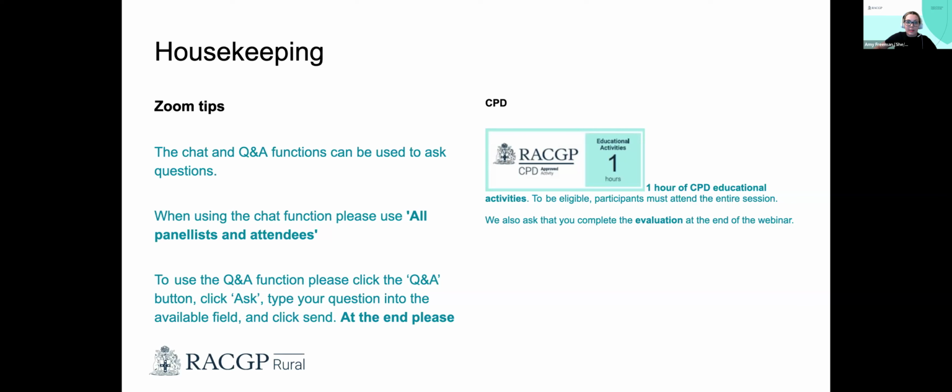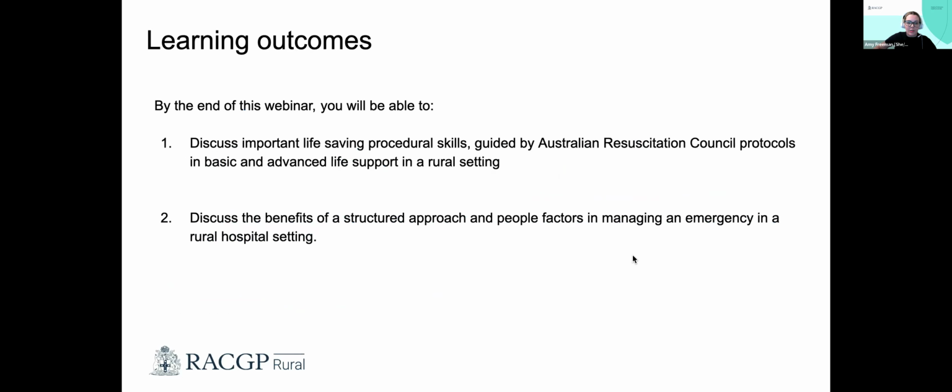With the learning objectives for tonight, by the end of this webinar, you'll be able to firstly discuss important procedural skills guided by the Australian resuscitation protocols in basic and advanced life support in a general setting, and 2, discuss the importance of a structured approach and people factors for managing an emergency in a rural hospital setting.